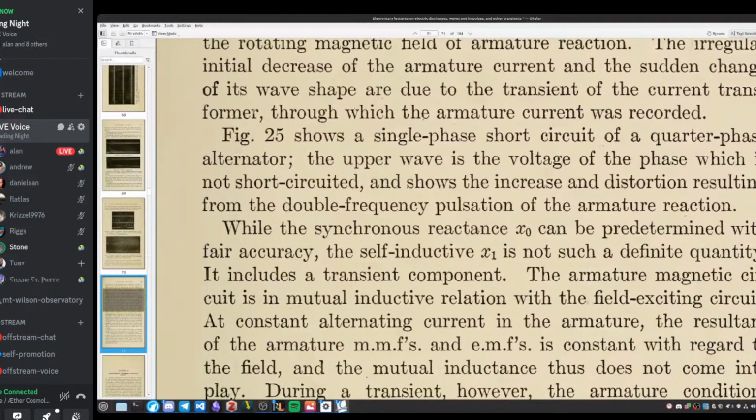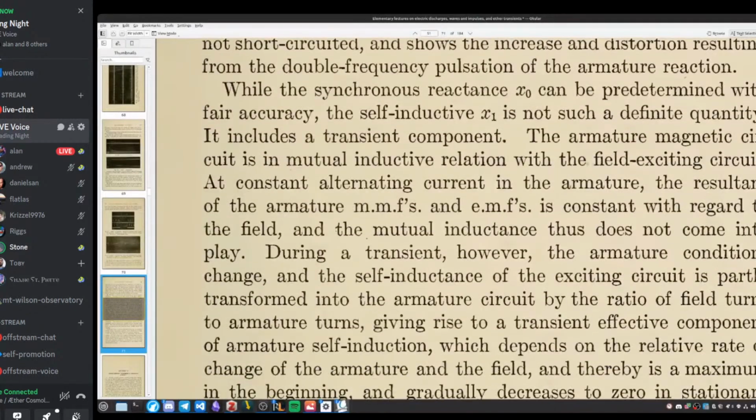Figure 25 shows a single-phase short circuit of a quarter-phase alternator. The upper wave is the voltage of the phase which is not short-circuited and shows the increase and distortion resulting from the double frequency pulsation of the armature reaction. While the synchronous reactance X0 can be predetermined with fair accuracy, the self-inductive X1 is not such a definite quantity. It includes a transient component.